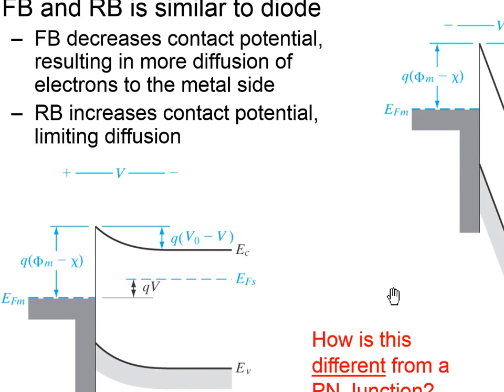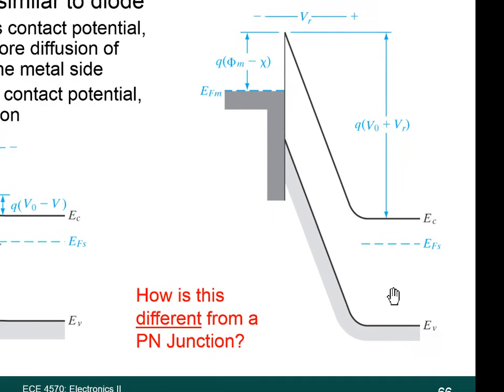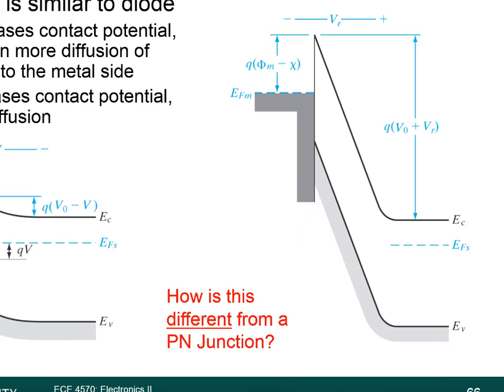Now reverse bias does the opposite. Again, very similar to a diode. When you place it in reverse bias, you're increasing this barrier height, further limiting the ability of electrons to go from this side to this side. So as a result, what do you think will happen to the current? What kind of currents do you think you'll get in the reverse bias?